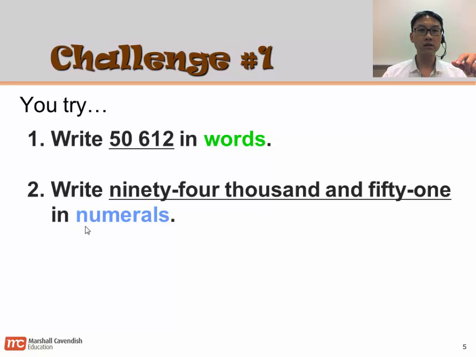First, the number that I've underlined is blank in your worksheet, so you have to fill that in. The first question is to write down this number in words. The second question, again, the one that's underlined is left blank in your worksheet. You copy it down and then answer the question on your own. Write down this number in numerals, which means in number form.